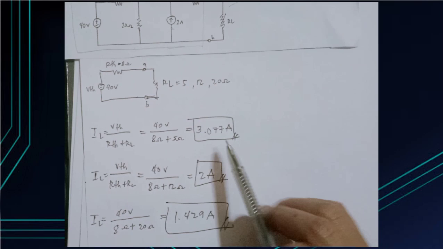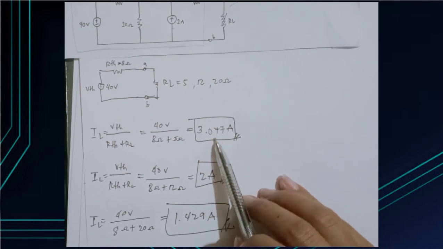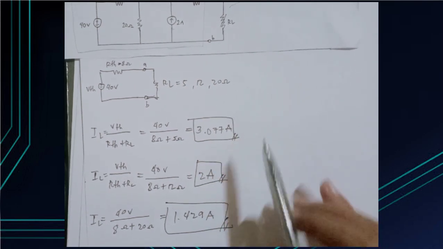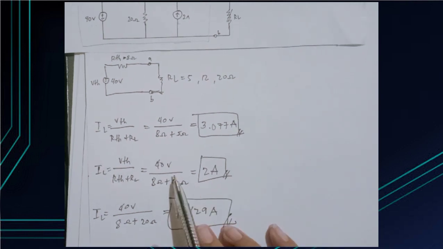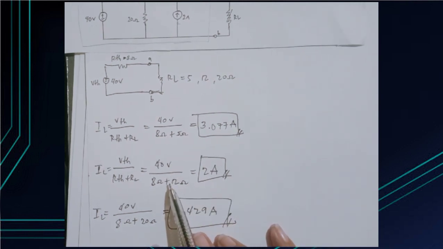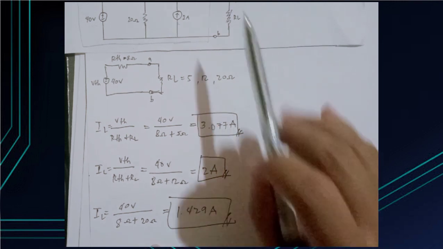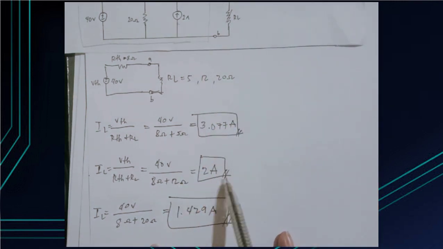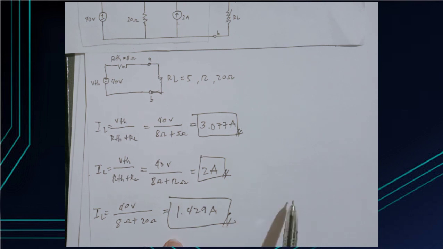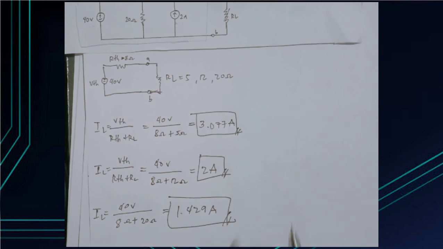So, ang RL na may 5 ohms is 3.077 ampere. Ito naman, sa RL is equals to 12 ohms ay may 2 ampere tayo. Dito naman sa 20 ohms, may 1.429 amperes tayo.